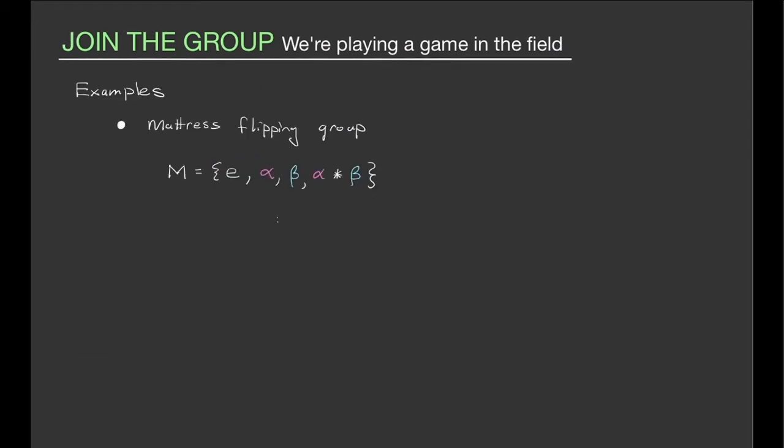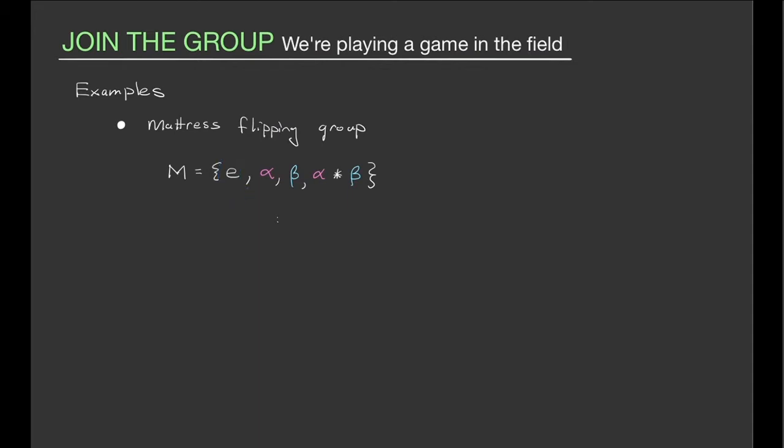For the first example, let's consider the mattress flipping group. In the last video, we looked at a case of mattress flipping. That ended up with a set of 4 elements, which we'll denote by M here. Recalling that alpha was flipping the mattress, like pulling it up and then putting it back down. Beta was rotating it 180 degrees. And this is the combination of the two. We argued there were no other possible arrangements of the mattress. So there were only 4 distinct things, where again, E was just do nothing to the mattress, just leave it.